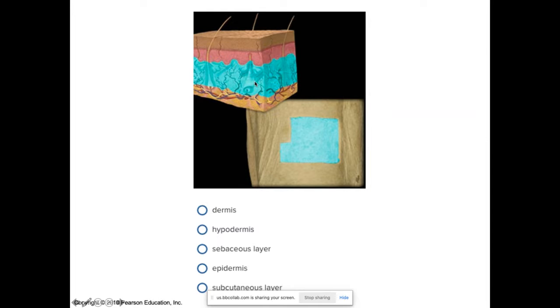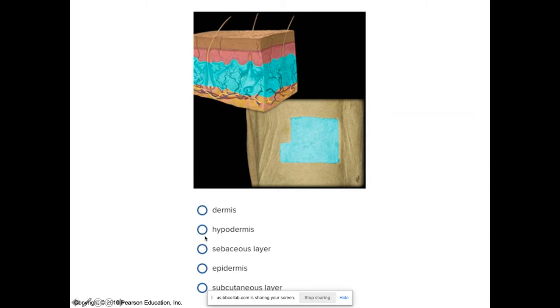So you have epidermis up here. Dermis has all of the hair, the blood vessels. It's going to have the erector pili. It's going to have a lot of your glands, the sweat gland. It's going to have the oil gland. Hypodermis is all the way down at the bottom. That's all fat. Epidermis is way up at the top.